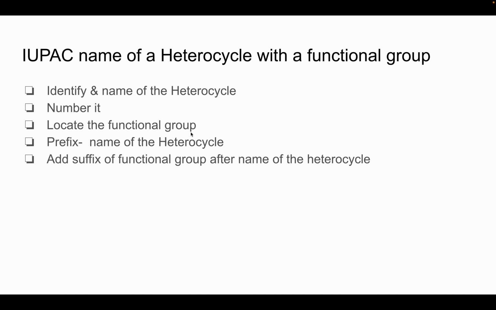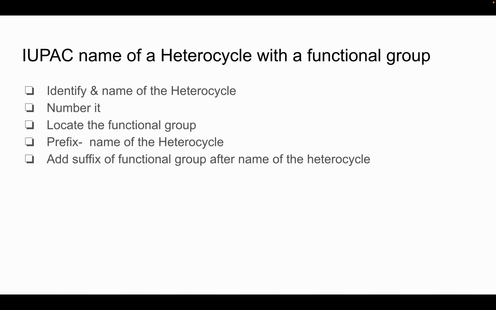And when writing the name, there are two parts. First is a prefix and then suffix. Prefix is the name of the heterocycle, and the name of the heterocycle is the Hantzsch-Widman system name of the heterocycle. According to the Hantzsch-Widman system, you will write the name of the heterocycle with substituents, whatever is there, and then you add the suffix. The second part is the suffix, where you will mention the functional group, which comes after the name of the heterocycle.